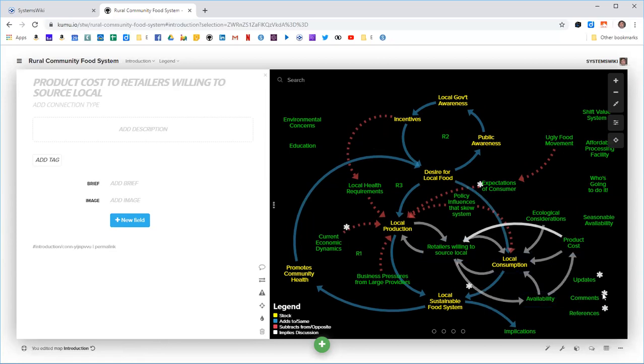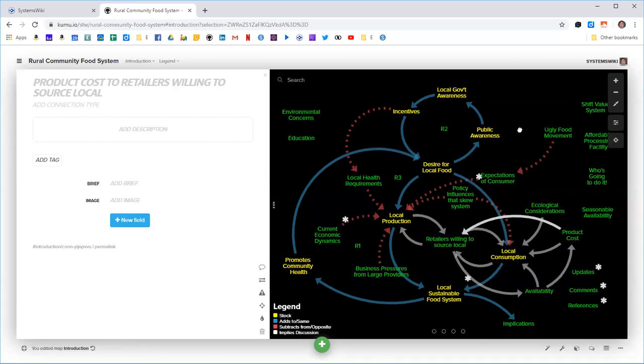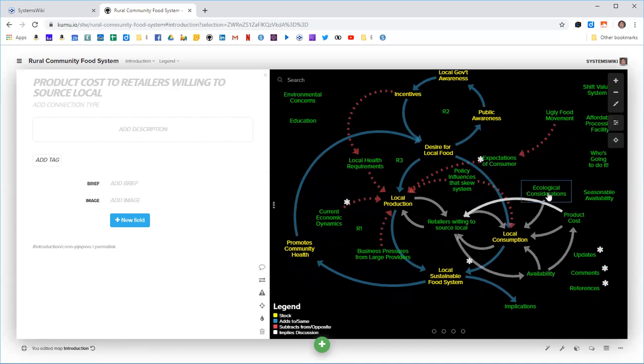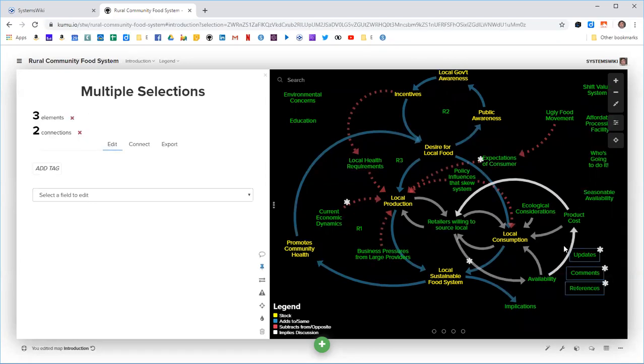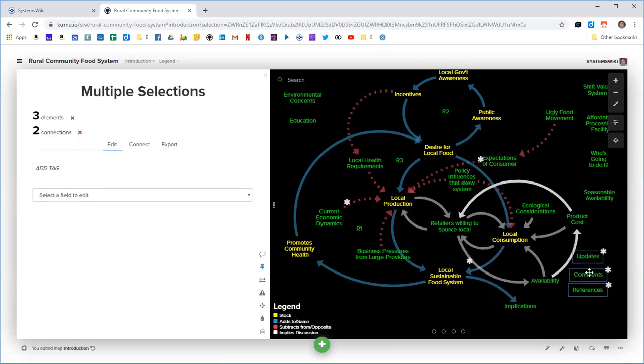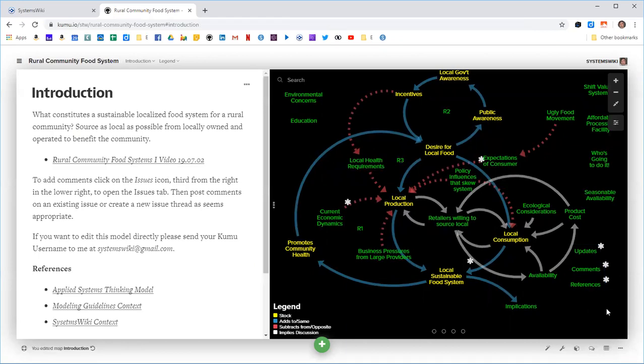Yeah. Okay. Because if I can sell the thing at a price that's going to make me some money as a retailer, I'm going to be willing to sell it. If I'm willing to source local, that means there'll be more availability. If there's more availability, that will lower the product cost. So I see a beneficial reinforcing loop there.